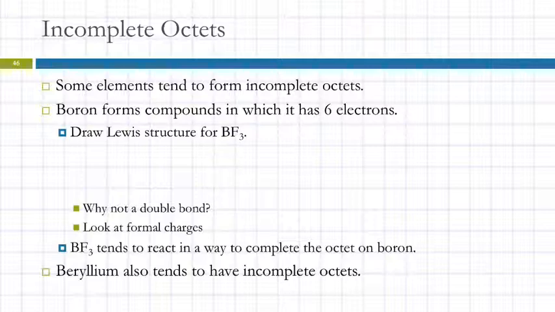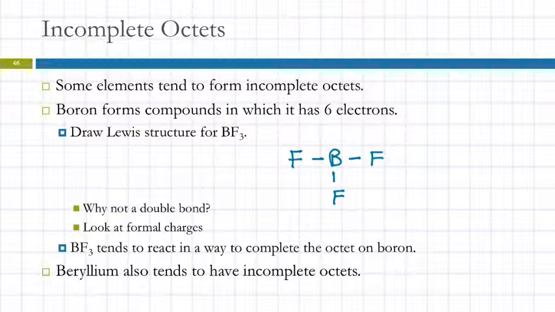and so they can vary. Sometimes they'll have 8, and sometimes they'll only have 6. So boron is one of those. It tends to form compounds in which it has 6 electrons instead of 8. So let's draw the Lewis structure for boron trifluoride. So the boron's going to be in the middle, and the fluorines are going to be bonded to it. That arrangement is suggested by the fact that more electronegative elements tend to be terminal.